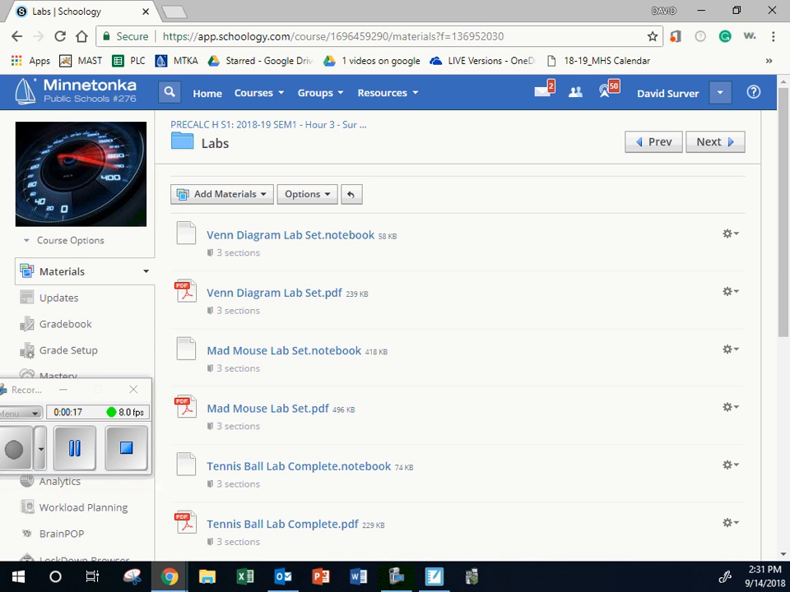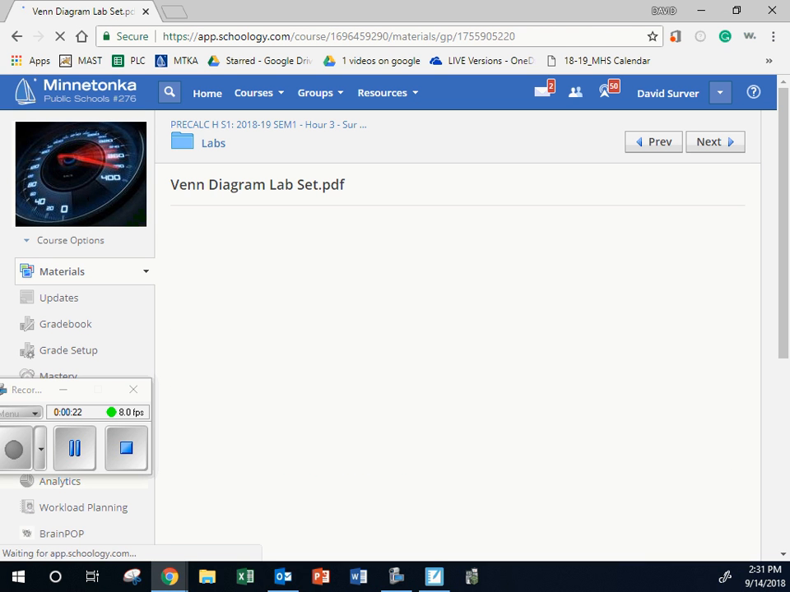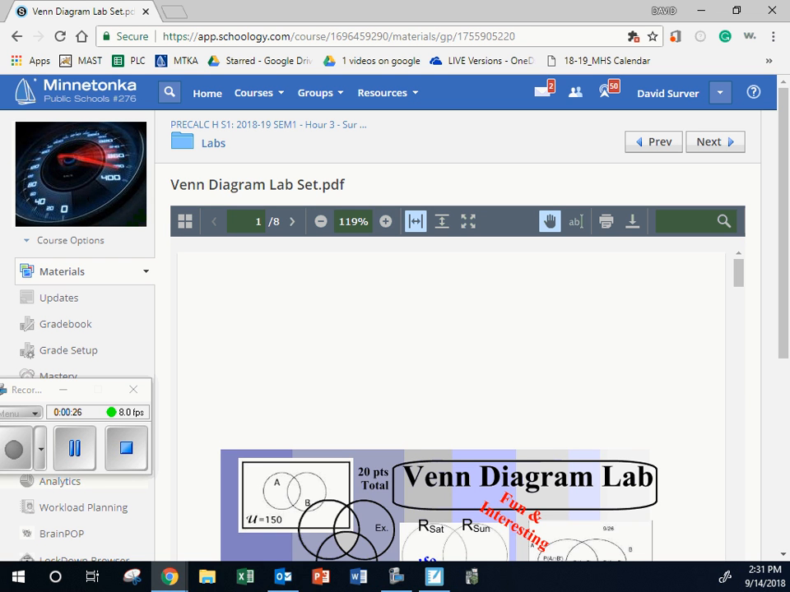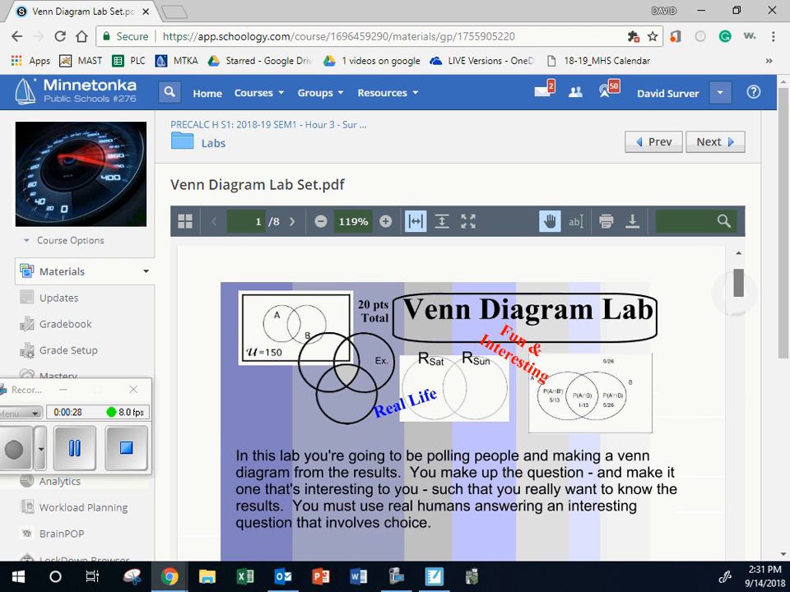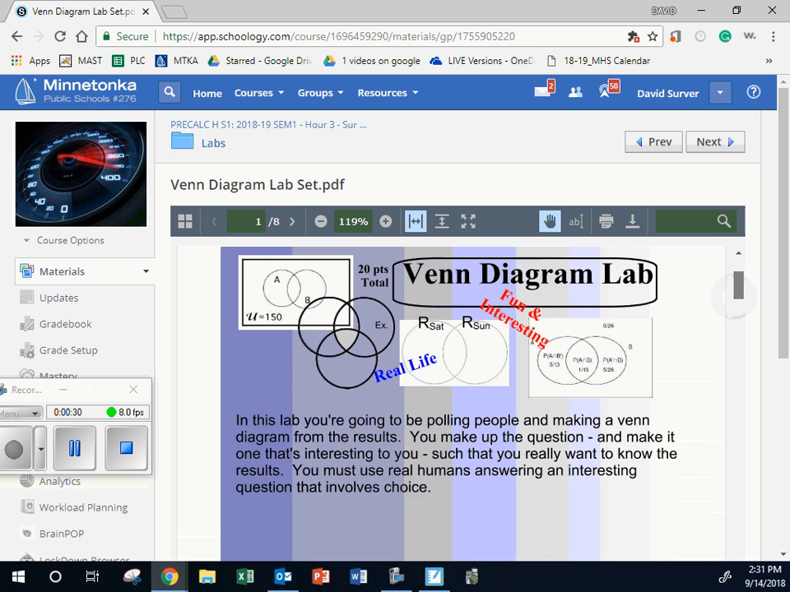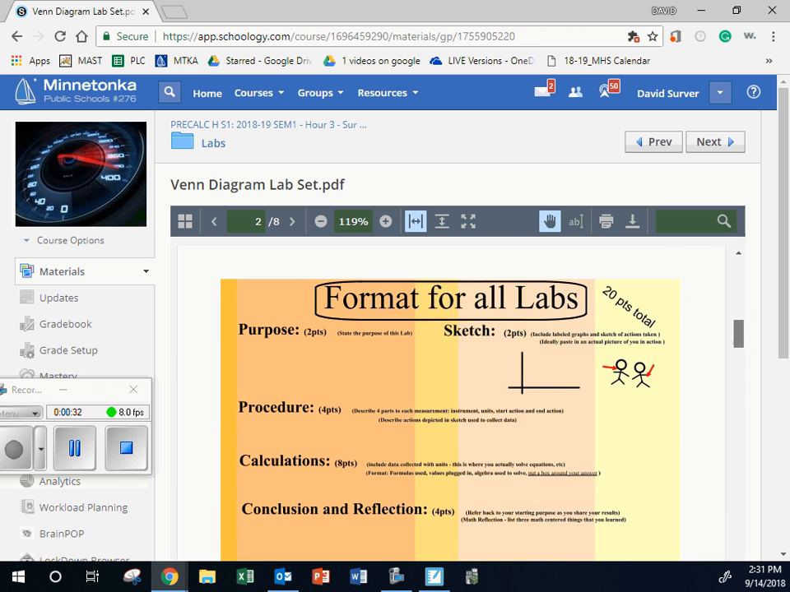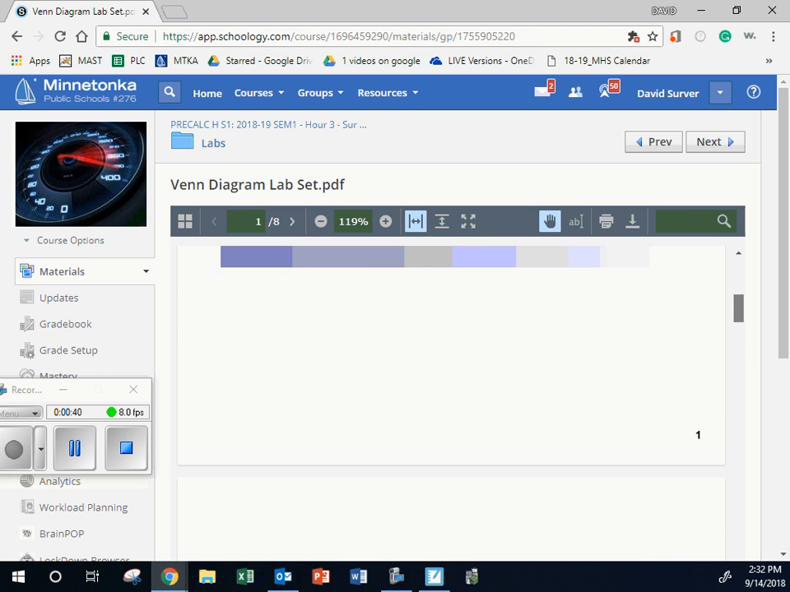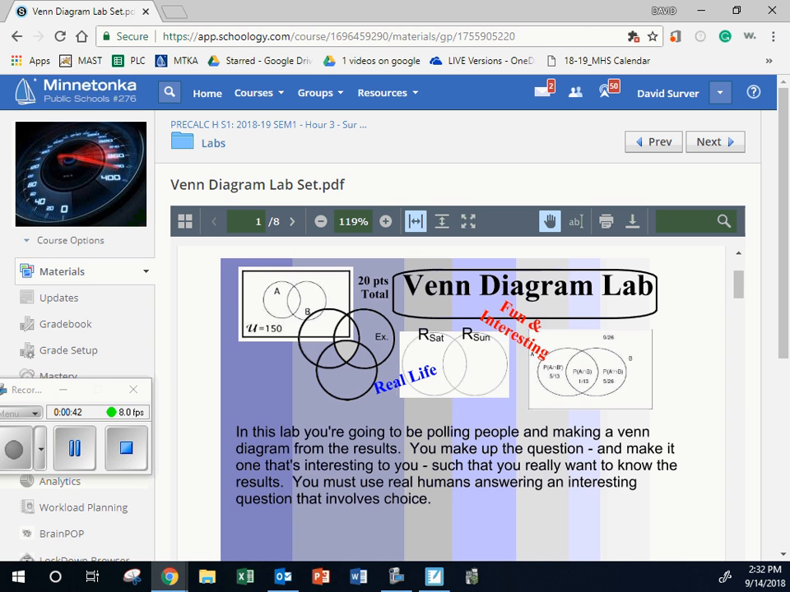So in the top of the labs folder, you'll see this thing called Venn Diagram Lab. I'm going to pull up the PDF one because that's the one you would use. It describes in here how you're going to make a real-life Venn diagram. This format for all labs talks through all the things you need to have in your lab. You need to write up what the purpose of the lab is, which it says right at the beginning here. I just want you to say it in your own words. I don't want you to just take a snip of this and put it in there.